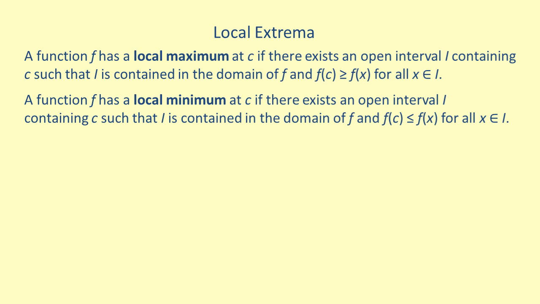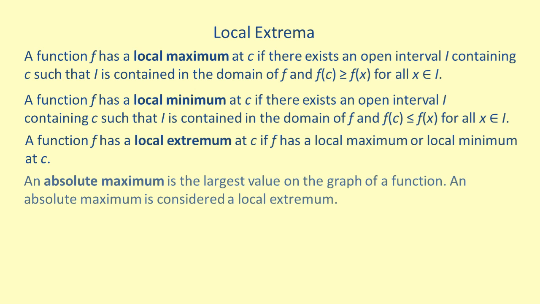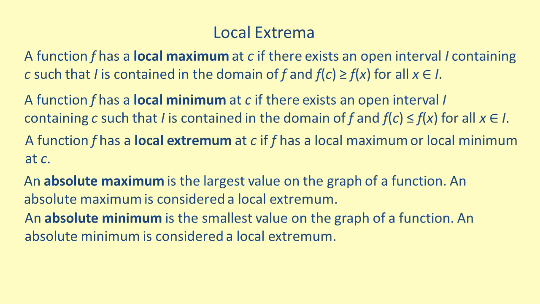So if a function has either a local maximum or local minimum, that function has what is called a local extremum. If a function has an absolute maximum at a value c, then the local maximum is equal to the absolute maximum. The same is true for absolute and local minimums.